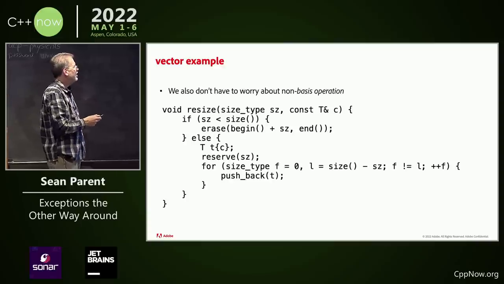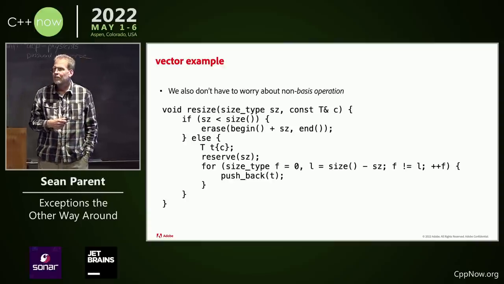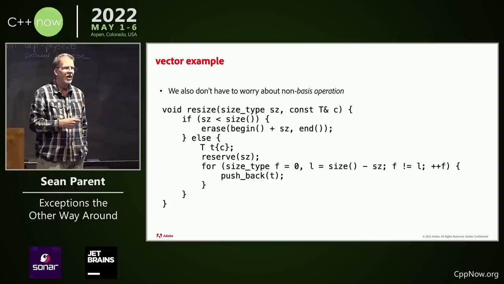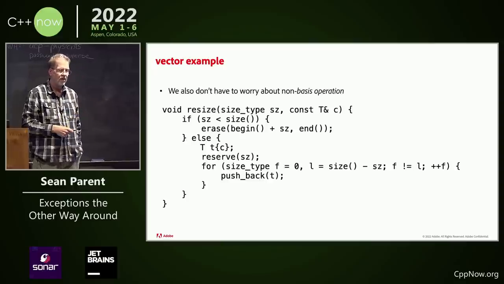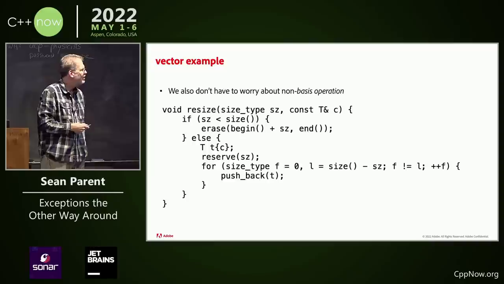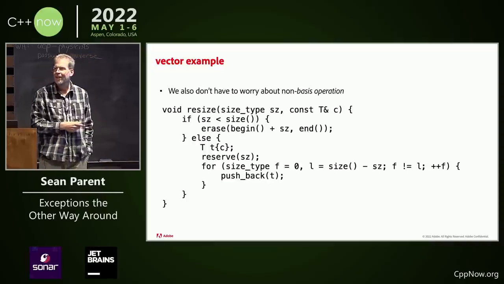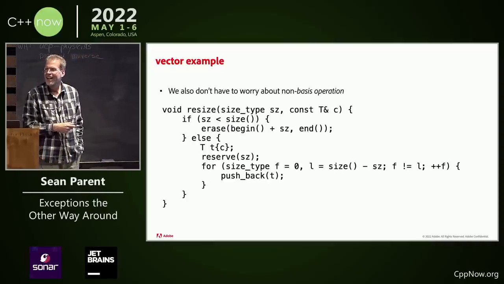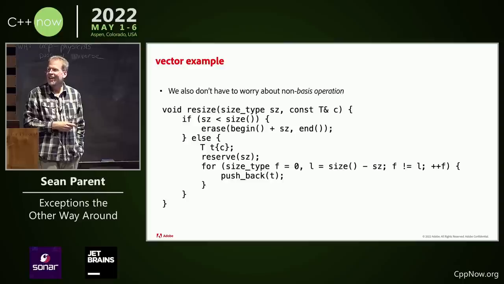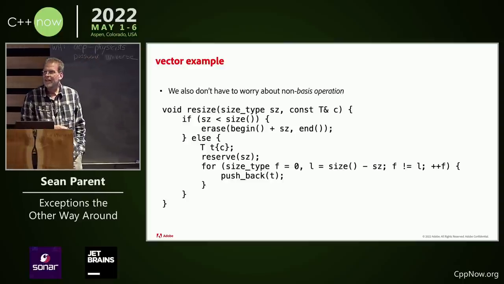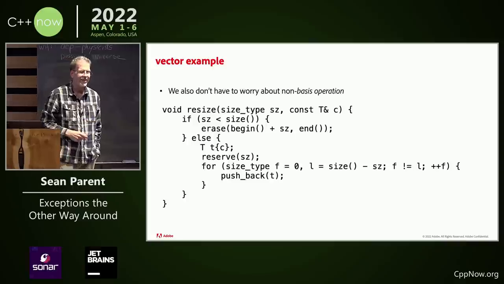That's correct. Yes? Sorry, somebody else was first. This is illustrating the transitivity of safety. Well, no, this is not the transitivity of safety. I thought you would have gotten to this point already. Exception safety isn't safety. Yeah, we will get to that.